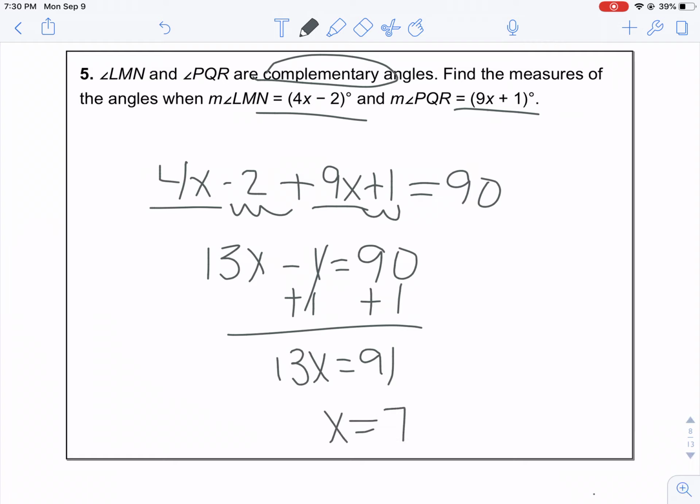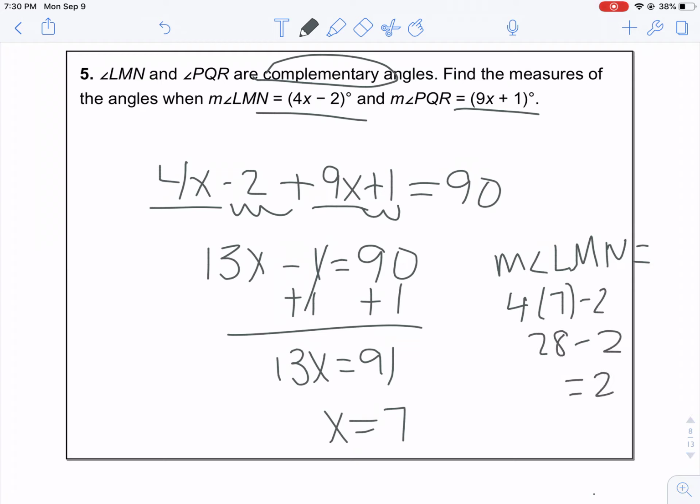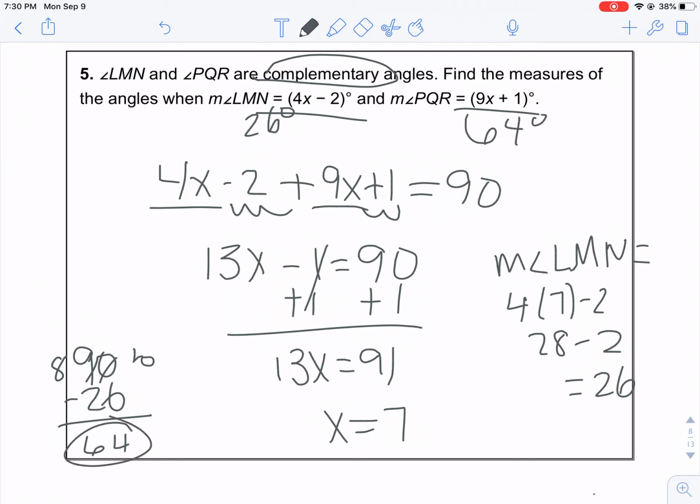That doesn't answer the question, however. You do need to go in and plug them back in. So for the first angle, I take 4 times 7 minus 2. Well, that gives me 28. 28 minus 2 is 26 degrees. So that tells me this angle is 26 degrees. If I want the other one, I take 90 minus 26, and that gives me 64 degrees. And that's what's left for the other one.